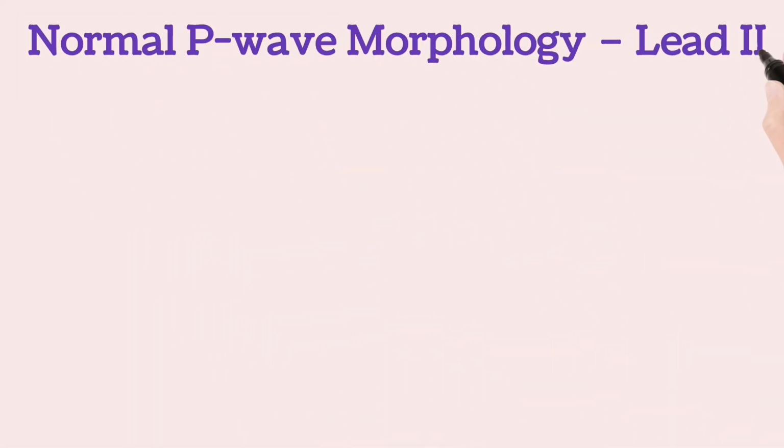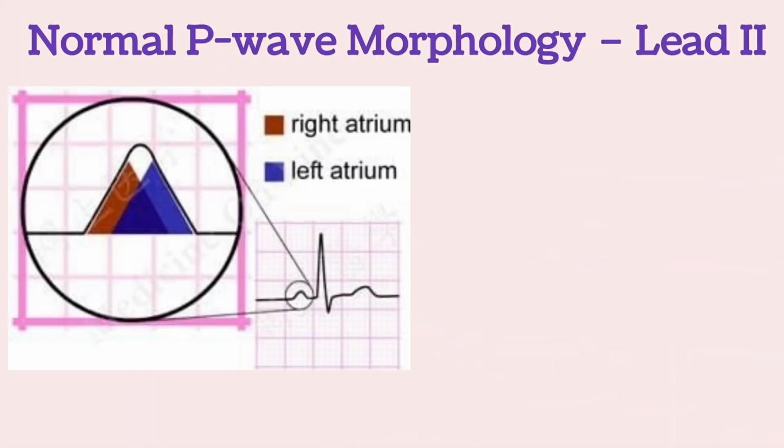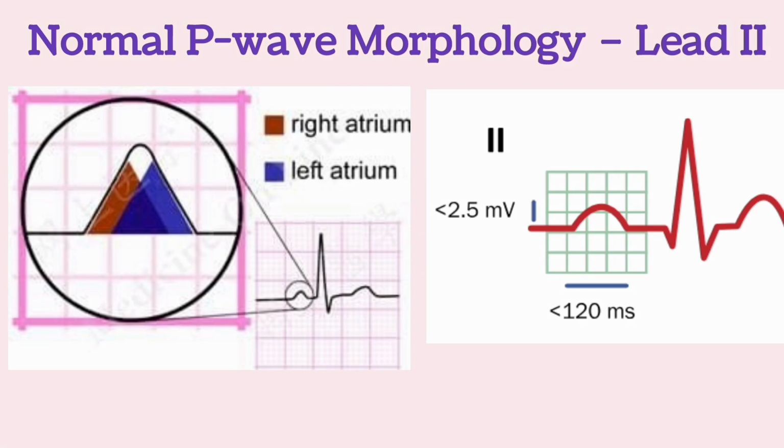Normal P wave morphology. Right atrial depolarization waveform is shown in red color, left atrial activation is shown in blue color. The combination of this right and left atrial depolarization wave forming the P wave is less than 120 millisecond in width and less than 2.5 millimeter in height.